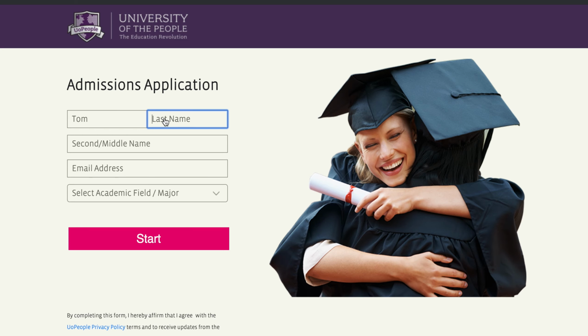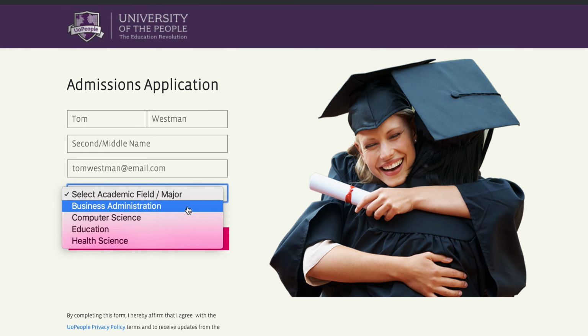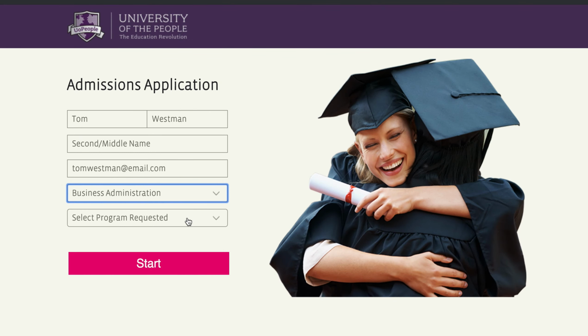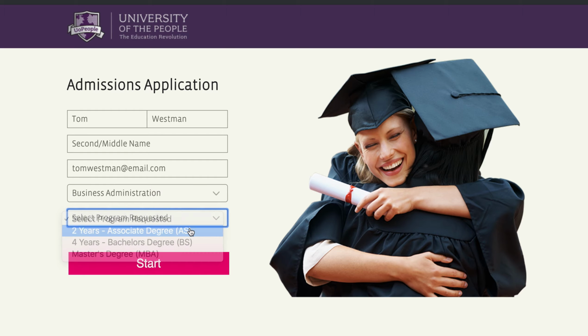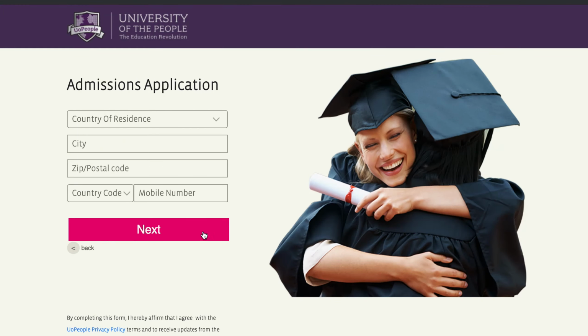First, enter your first and last name, making sure it's exactly how it appears in your official documents, such as your passport or ID. Then enter your email address. And finally, choose the academic field and program you wish to study. Click Start at the bottom of the screen to continue.